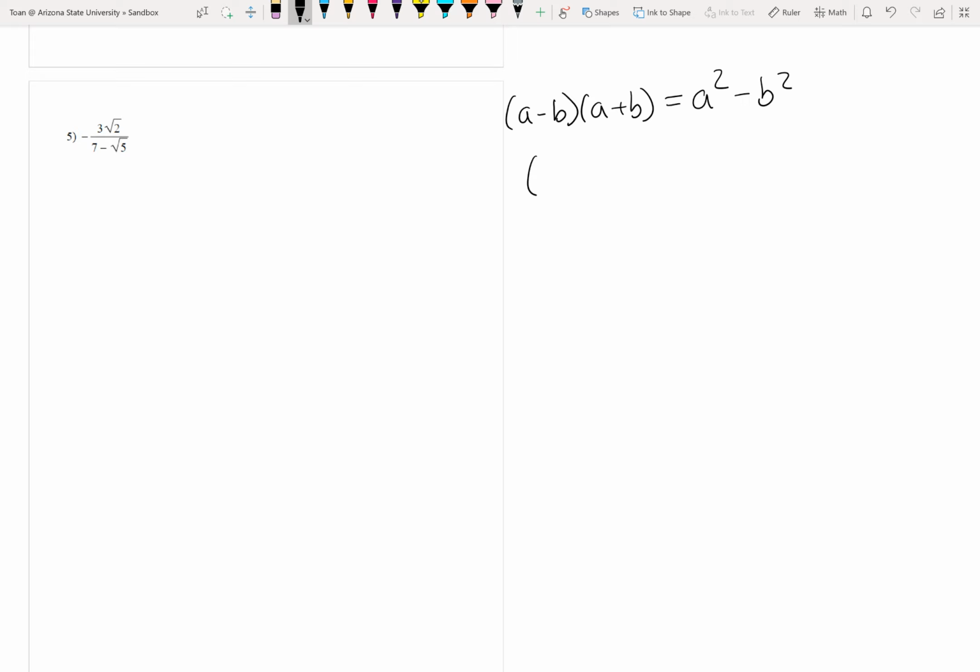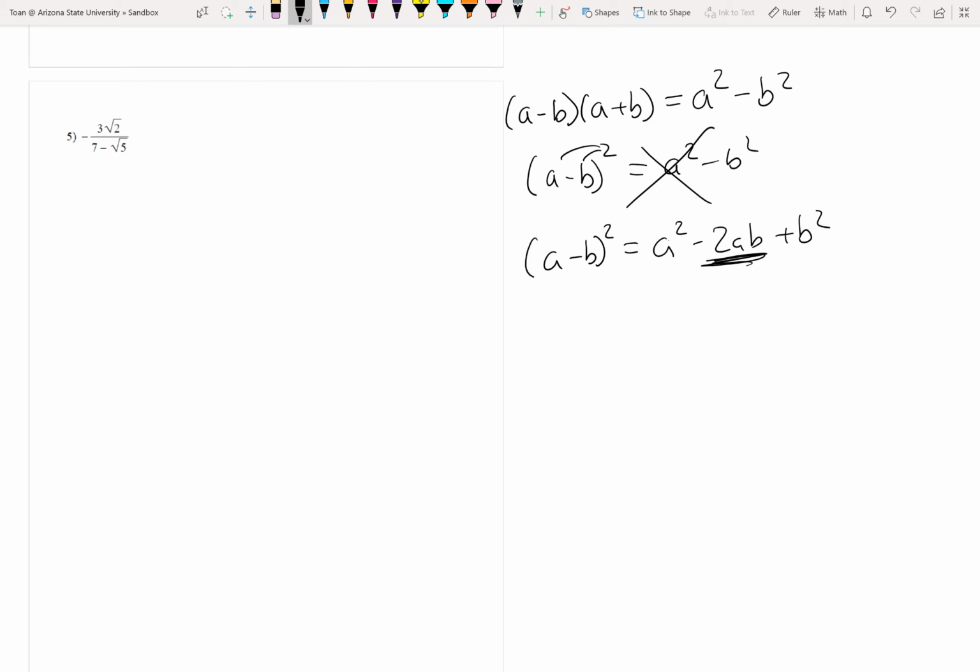A common mistake I saw people trying to do is this, and they thought, oh, that's just going to distribute to a squared minus b squared. That is false, because the pattern goes a squared minus 2ab plus b squared. So if you just try to square a binomial, you're going to have this extra middle term here, which does not simplify things. So we should not use it. Instead, we should use this pattern. So the idea is to just multiply by the reciprocal of the denominator.